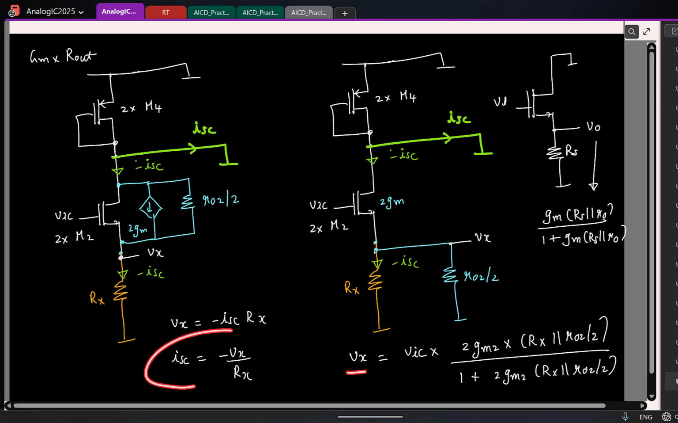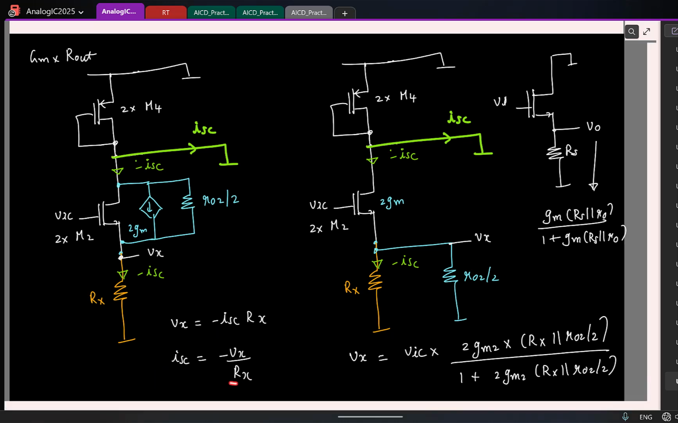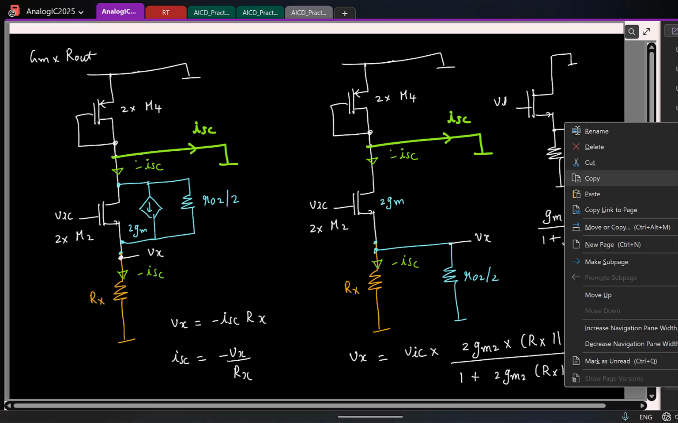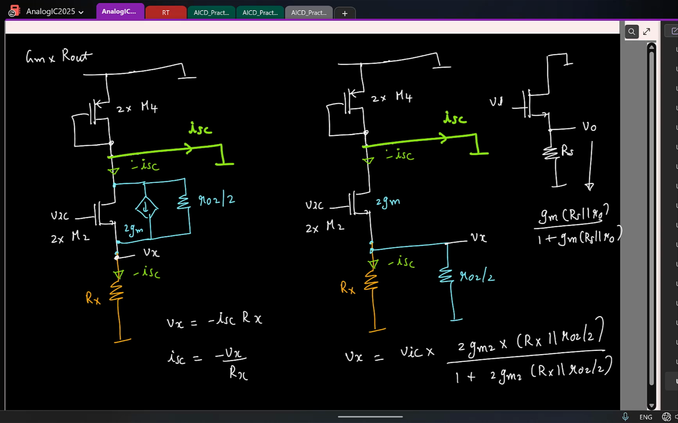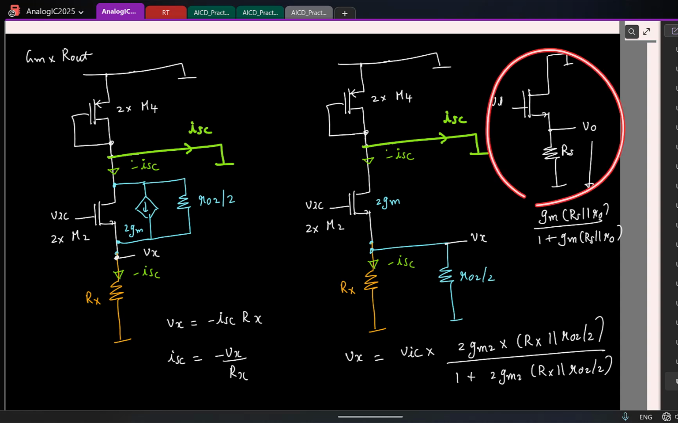So now I can directly find my short circuit current, which is Vx by Rx. So, let me take it to next page. But till now what we have done, is it okay? Let me know if there are any confusions. This is the only result I'm using. This is a good result to remember because every time you don't have to compute what is the output here, right?